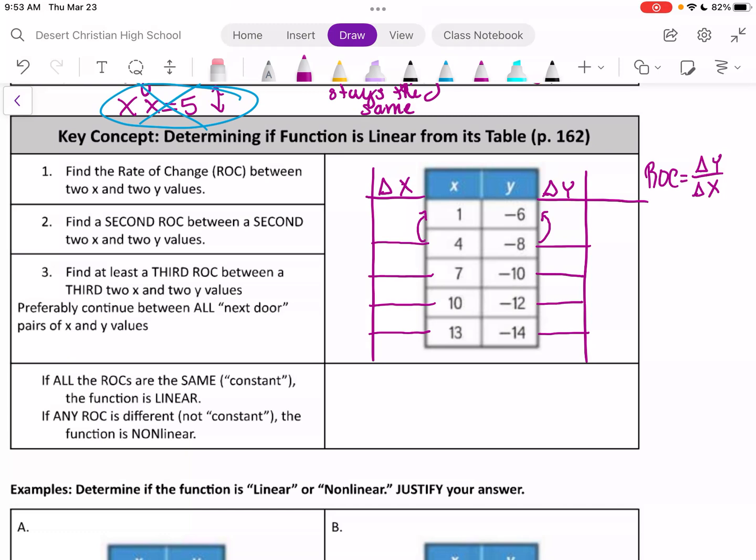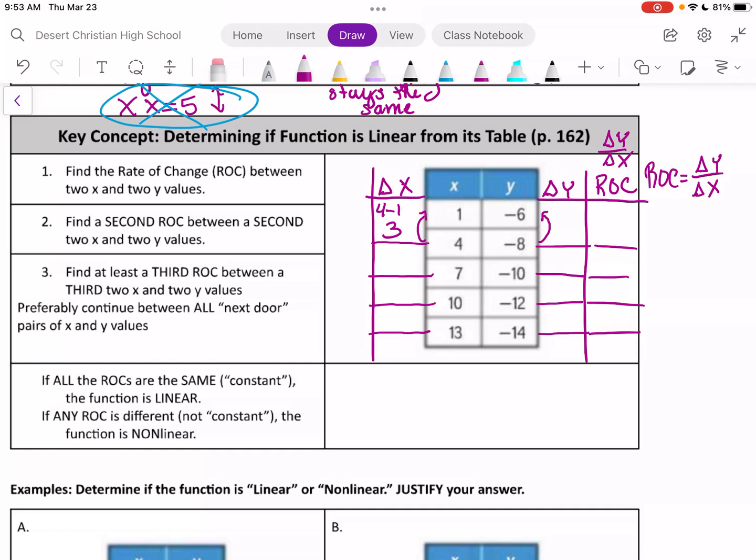And then for each of those changes in x's and changes in y's, I want a rate of change, which is my delta y over delta x, okay? So I'm going to have one here, and here, and here, and here for each of those. So we're just going to set that up. And remember, I'm going to subtract bottom minus top. If I subtract bottom minus top, 4 minus 1 to get 3, with the x, I have to also subtract bottom minus top with the y.